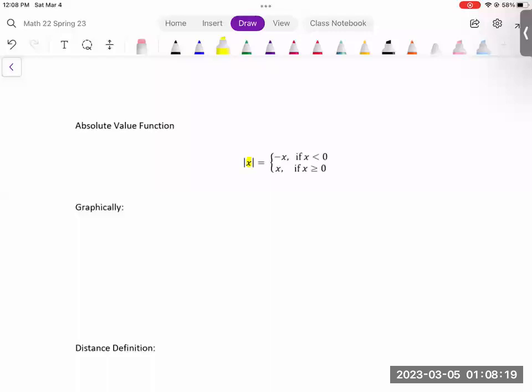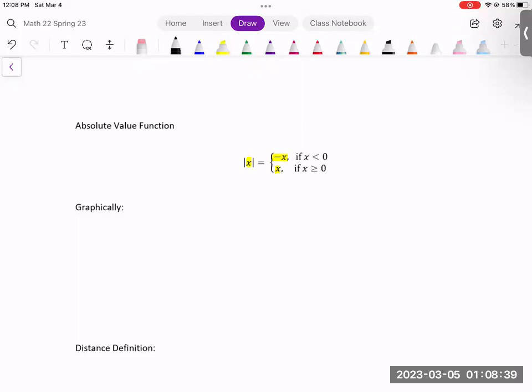The way that this function works, we say if x is less than 0, so if it's negative, our output is going to be negative x. So a negative and a negative is going to be positive. And if x is already greater than or equal to 0, we're just going to output x.